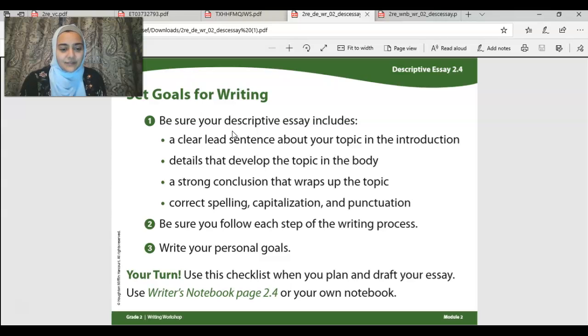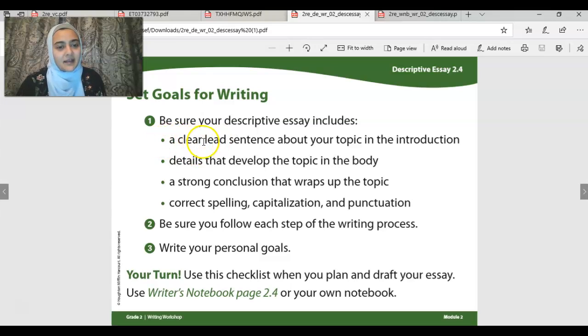Write your personal goals. So today we are really focusing on writing our goals. What do we mostly want to focus on in this writing? Are we mostly focusing on making our writing clear? Are we mostly focusing on details that support the main idea? Are we mostly focusing on coming up with a good ending, a good conclusion? Or are we mostly focusing on spelling and capitalization? What is your goal? You know what you are good at, and you know what you struggle in. Maybe you struggle with more than one thing. Maybe you struggle with all of this, and that's okay.